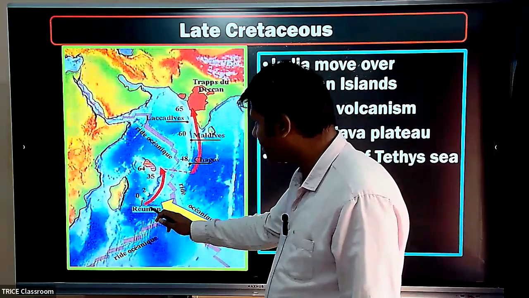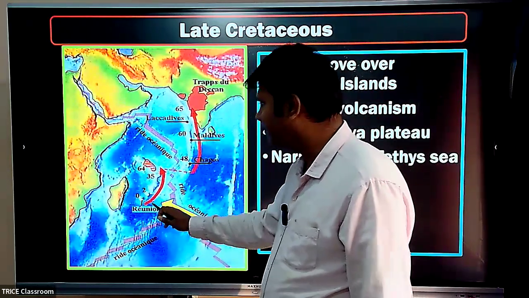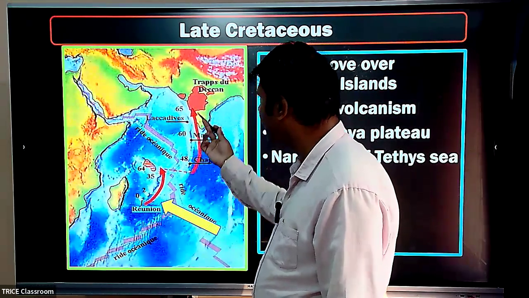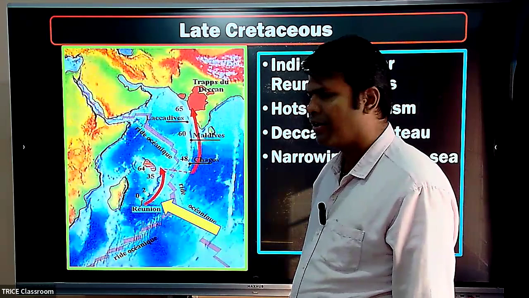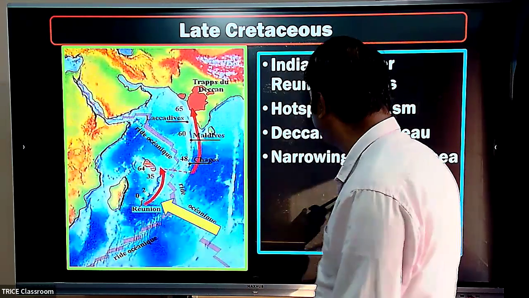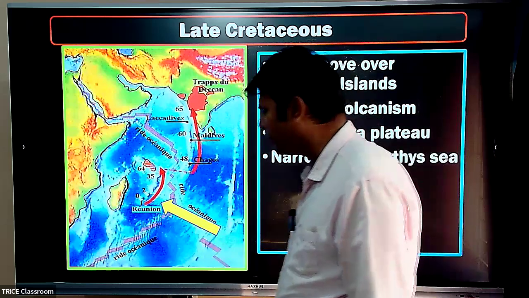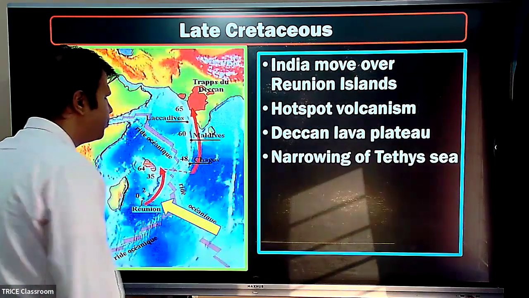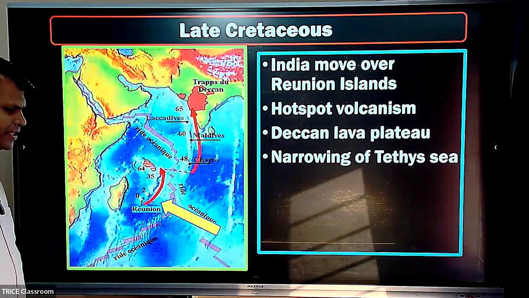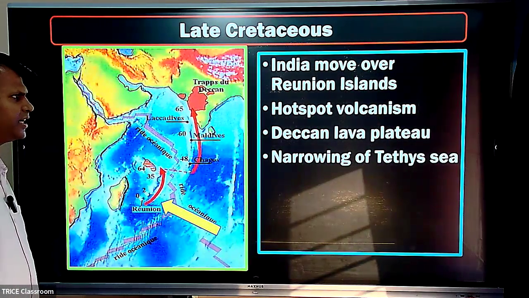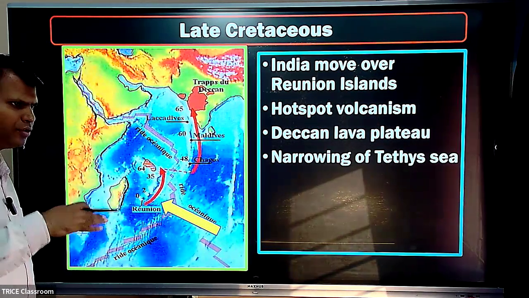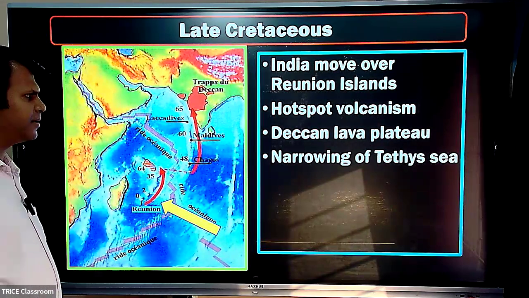When India was passing through this region, I've already told you there were Reunion Islands. In this particular region, there was volcanic activity. That is how lava deposits came in, and that is how the Deccan Traps came in. I've already explained this part when I was explaining geomorphology, right? So India moved from the Reunion Islands, volcanism took place, and the volcanic activity deposited lava. It is that lava plateau which after erosion exists today as the Deccan Plateau.